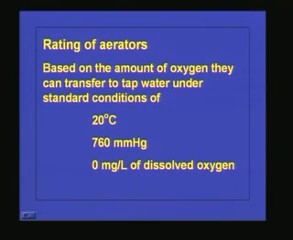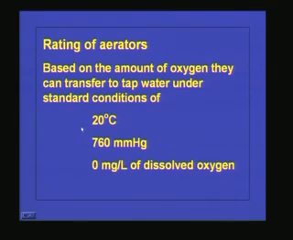Rating of aerators is based on the amount of oxygen they can transfer to tap water under standard conditions of 20 degrees centigrade, 760 millimeters of mercury and 0 milligrams per liter of dissolved oxygen. These conditions are very, very important, because we are going to compare the efficiency of each aerator. So at that time we have to maintain the standard condition. That standard condition is 20 degrees centigrade, 760 millimeters of mercury and 0 milligrams per liter of dissolved oxygen.